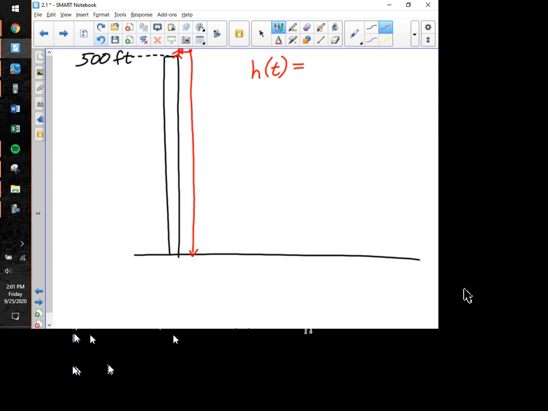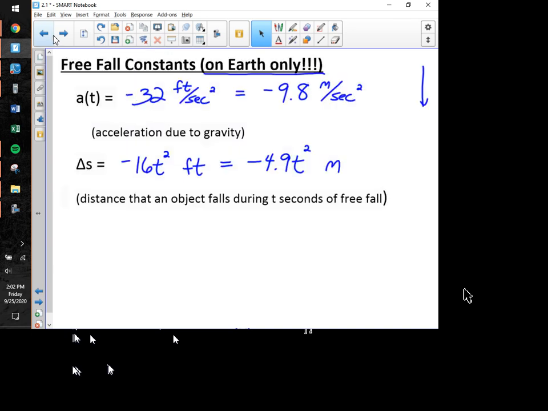So if we think about this logically and chronologically, I would ask you this question. At the moment you released the object, it began with what height? And the answer to that, 500 feet. So we're going to start with that. We begin with a 500 there for the constant in the beginning of this function. But then, as time goes on, this object is going to lose height. And the amount of height that it loses is what we came up with right here, you guys.